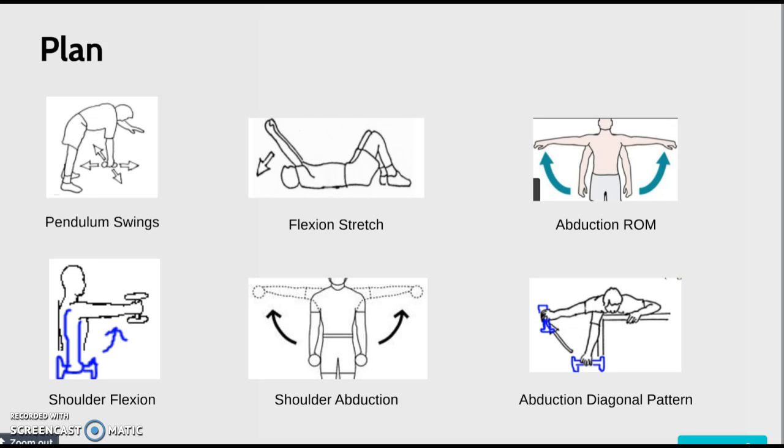The next exercise is abduction range of motion. She will begin by lying supine on the floor, arms fully extended against the body. She will then abduct the arm away from her body by walking it with her fingers. She will abduct it to the point at which she feels a gentle stretch. She will then hold it for 10 seconds.